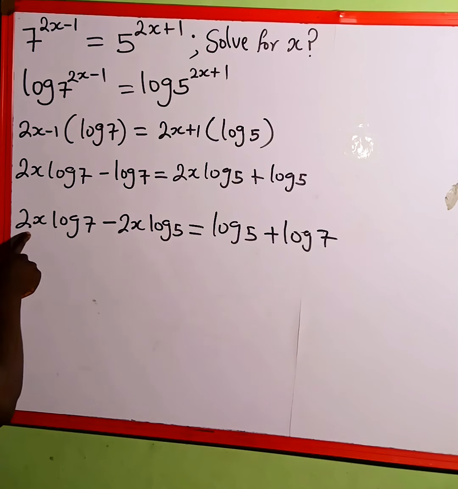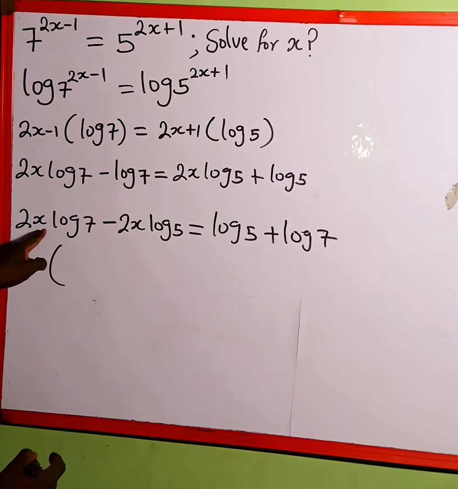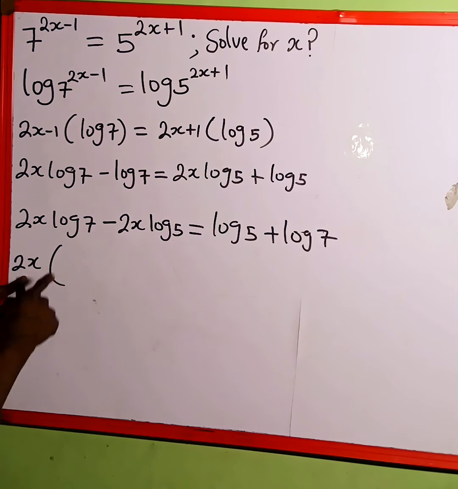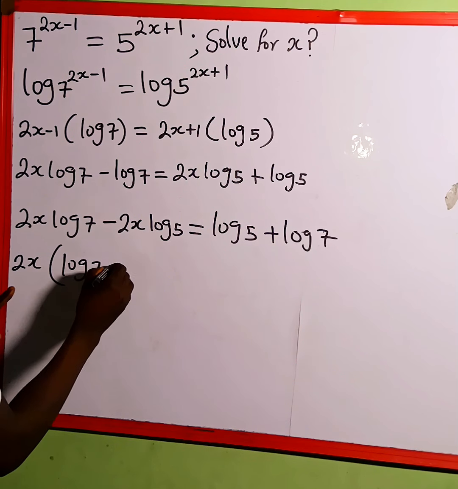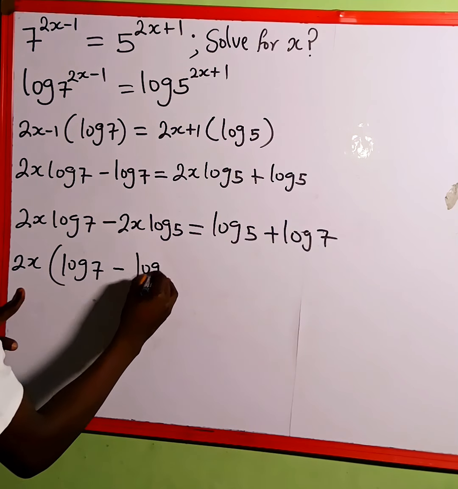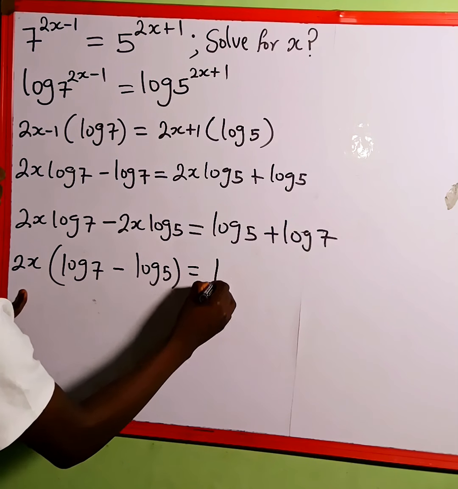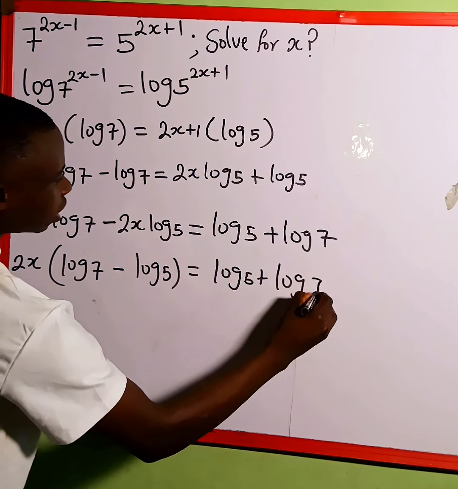Now the next thing we're going to do, if you look at the left hand side of this equation, 2x is common. So we are going to factor out 2x, then we open bracket. 2x log 7 divided by 2x. So 2x will cancel 2x. It will remain log of 7 minus, 2x will cancel this 2x. So it will remain log 5, which is equal to log of 5 plus log of 7.